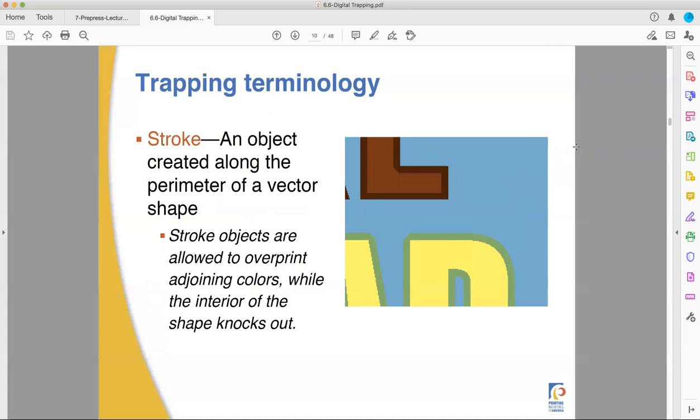Stroke is something else that can be done. Stroke is actually something you might have seen in both Illustrator and InDesign, also in Photoshop. Stroke is adding an outline around the edge of a vector shape. Strokes typically are set to overprint. Even if the object inside knocks out, the stroke actually creates an overprint. So if you're going to ever manually create trapping for something, like for a screen print or something, you can do it by using a stroke on your artwork in Illustrator or InDesign.